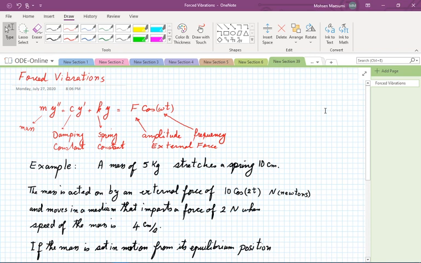Forced vibrations, we said this refers to a system that can oscillate by itself, but we have an external force that is going to drive the system.